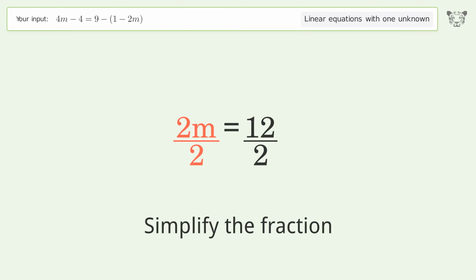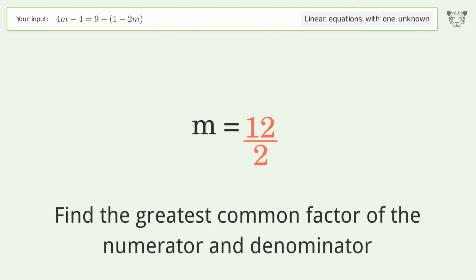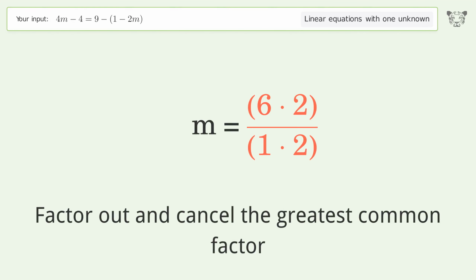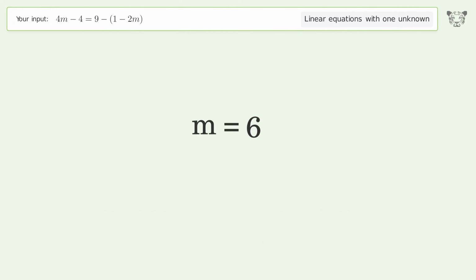Simplify the fraction. Find the greatest common factor of the numerator and denominator. Factor out and cancel the greatest common factor. And so the final result is m equals 6.